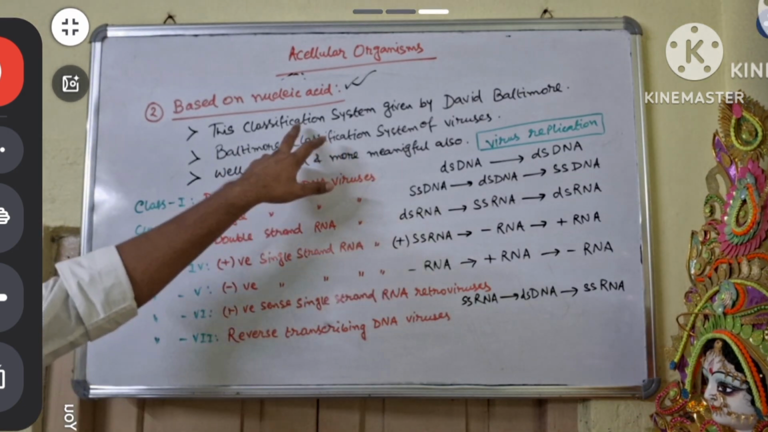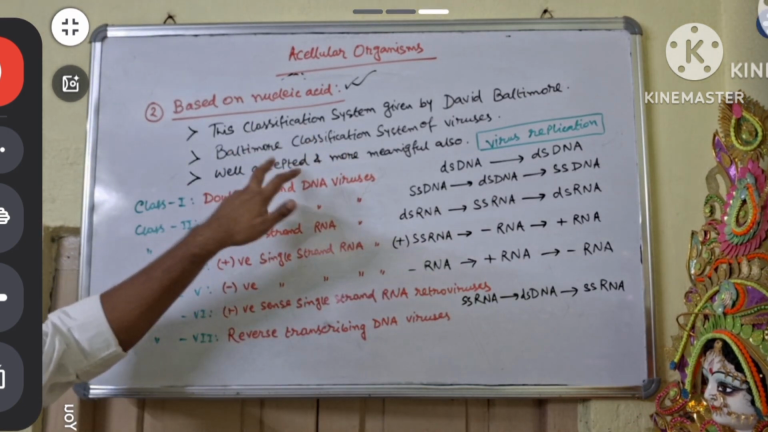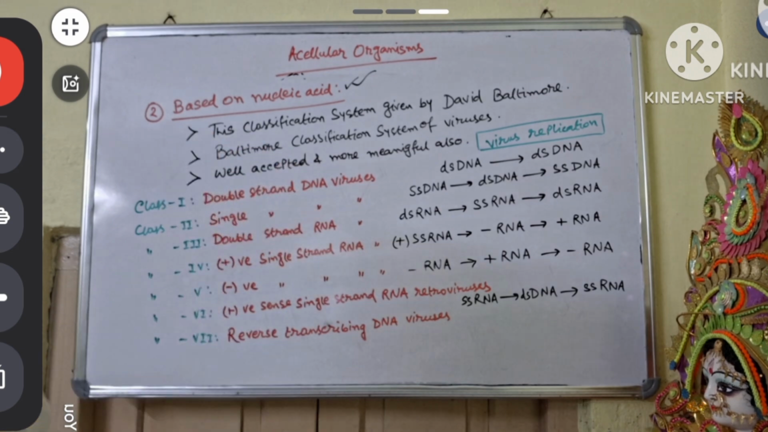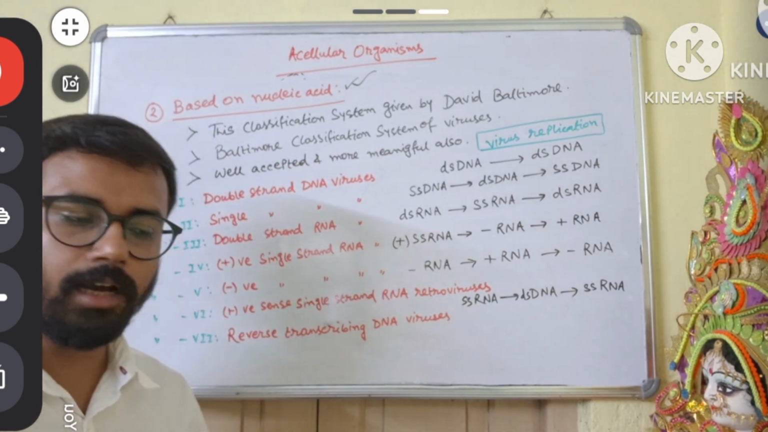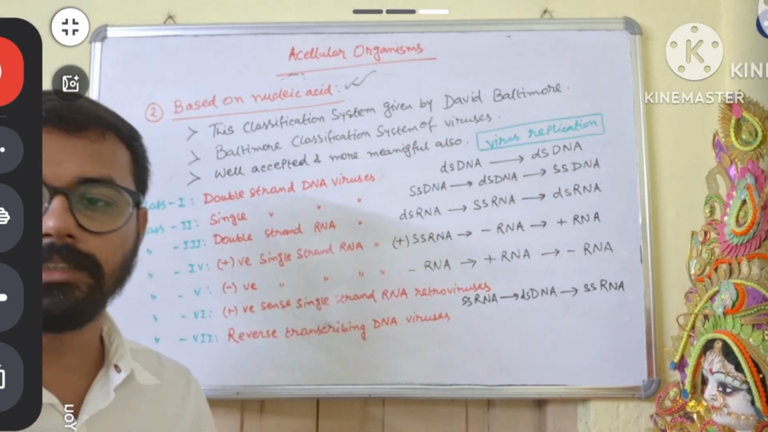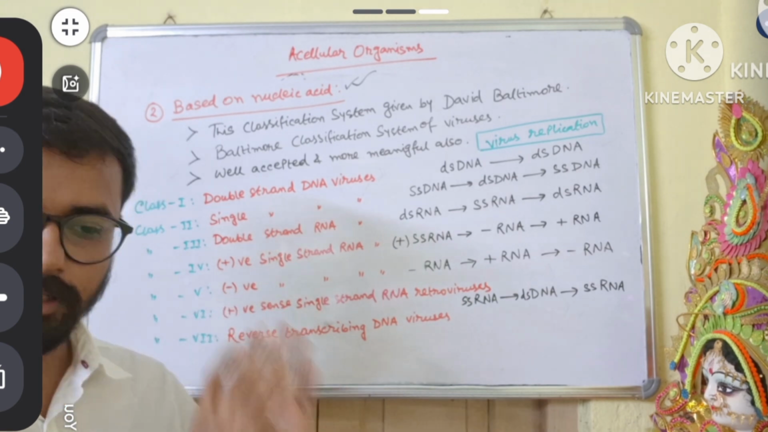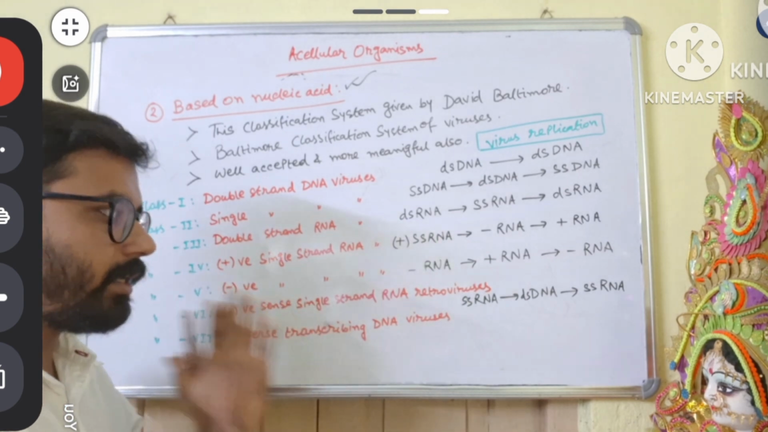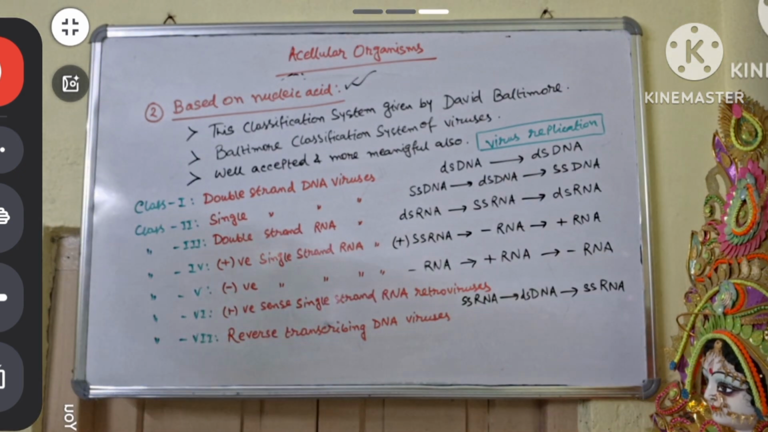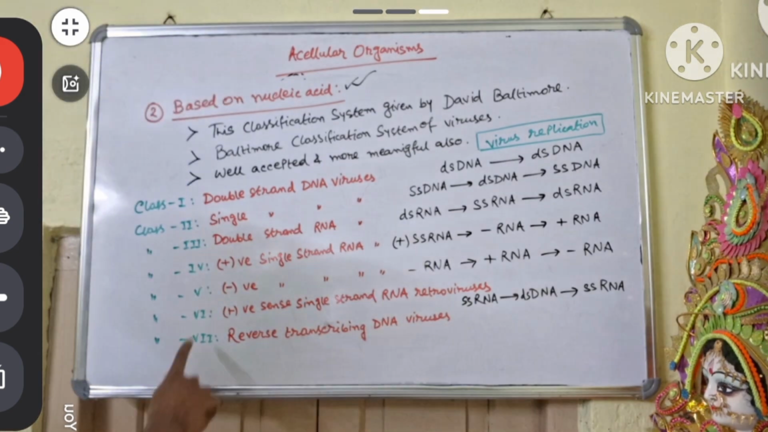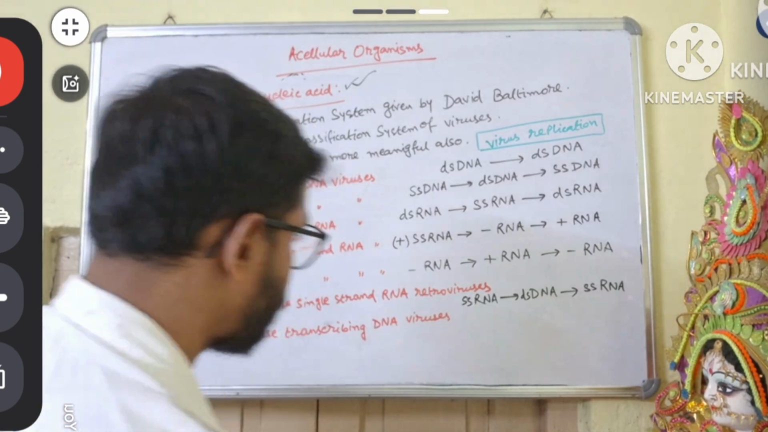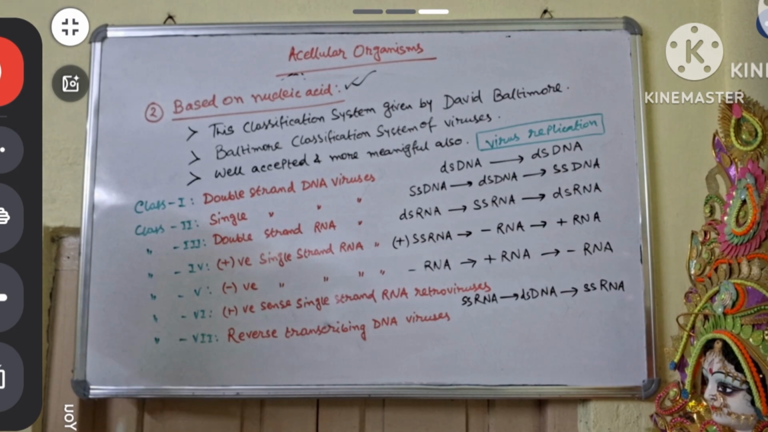We have previously mentioned that this is a more meaningful and well accepted model of classification of viruses. Every virus is now given its nucleic acid structure, and if it is single strand RNA, it is either plus or minus. So it is well accepted and still used. Clear? This one clear, online students? This one clear, class 6?